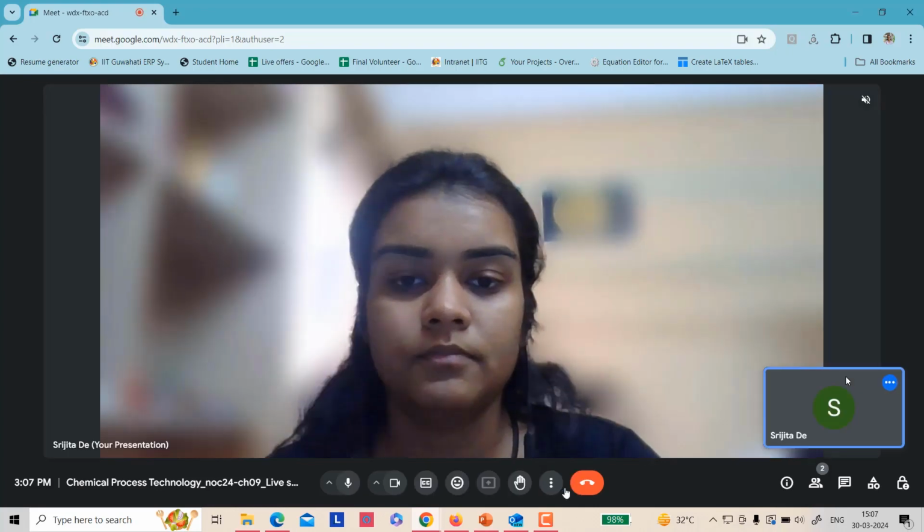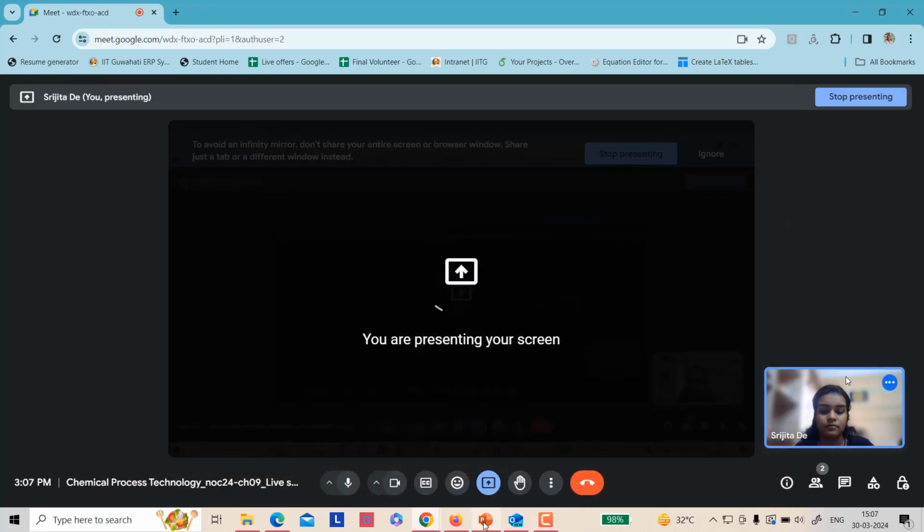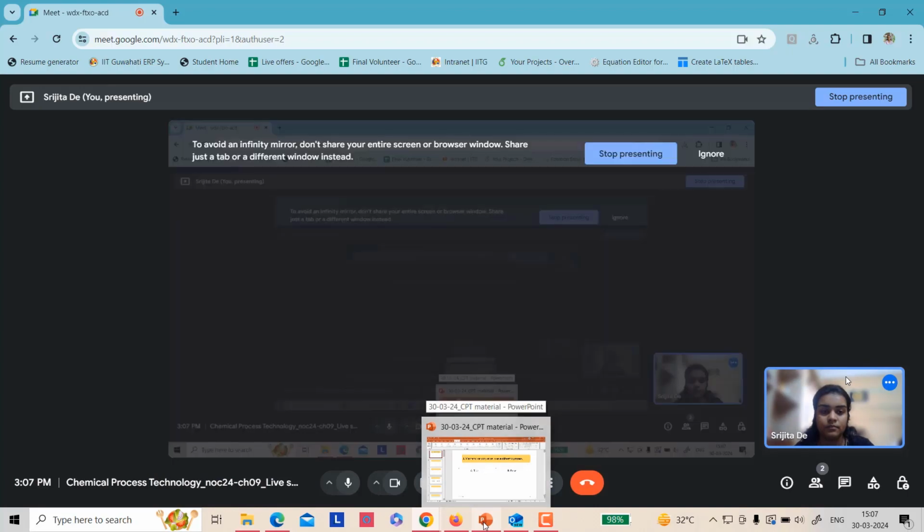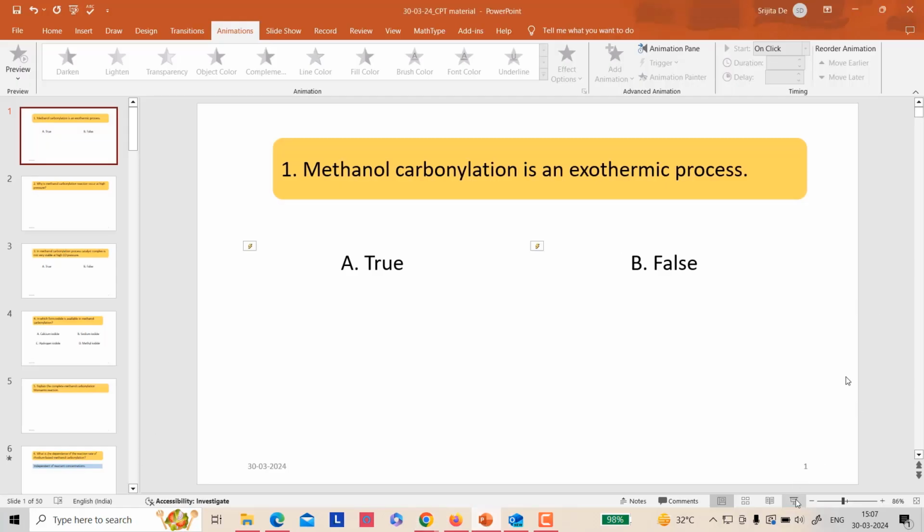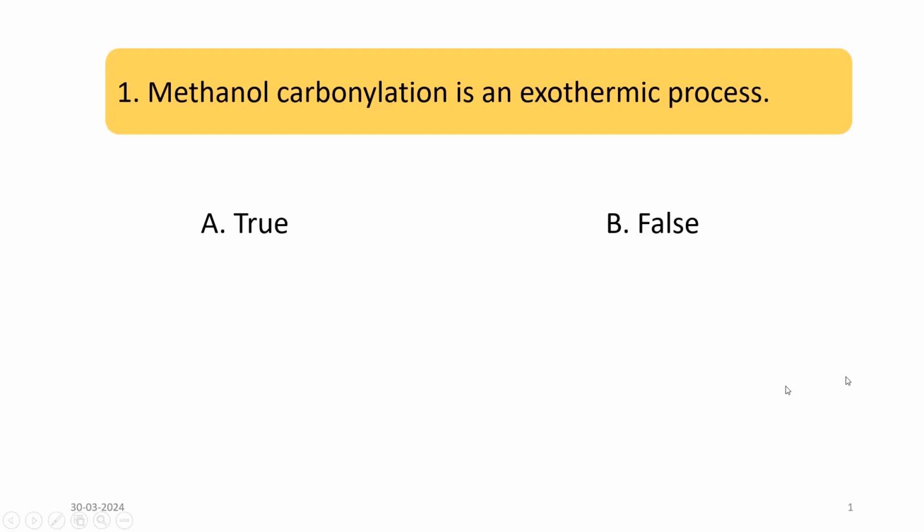Let's just start the session. I hope the screen is visible. So the first question is, methanol carbonylation is an exothermic process. Is it true or false?